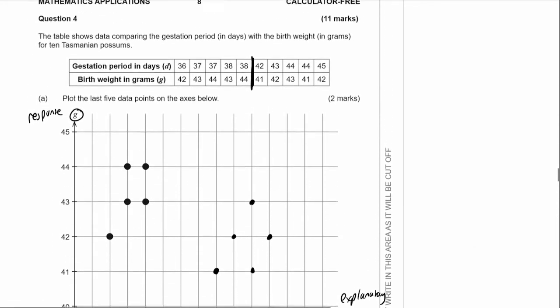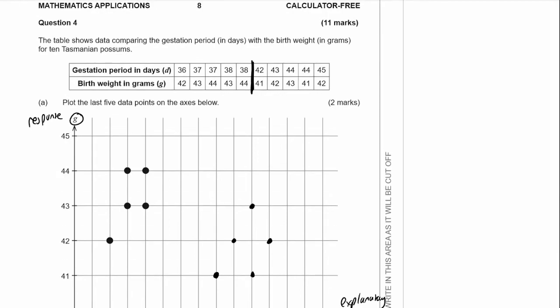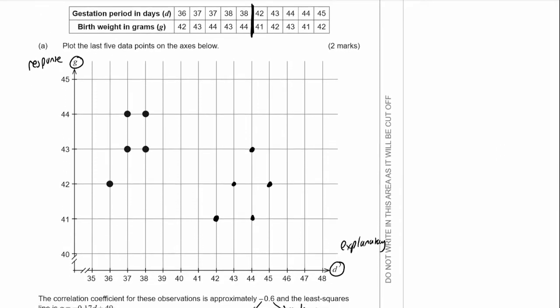Why do they want you to plot 5 points in ATAR? I have no idea. That's a year 7 skill. Plot the last 2 maybe. No, 5 is too much.